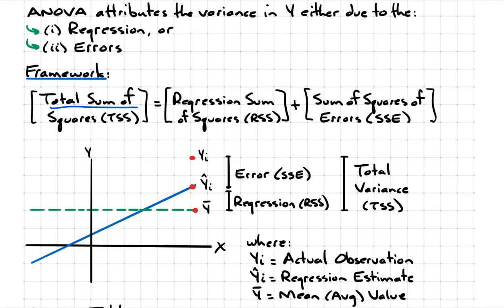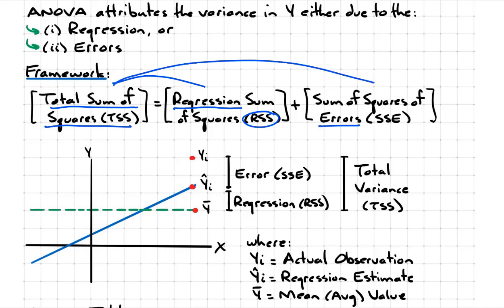We have the total sum of squares, which represents the total variation in y. And here it is. It's either explained by the regression, which is quantified by the regression sum of squares, and anything not captured by the regression will be captured by the errors, which in turn is quantified by the sum of squares of the errors, or SSE.